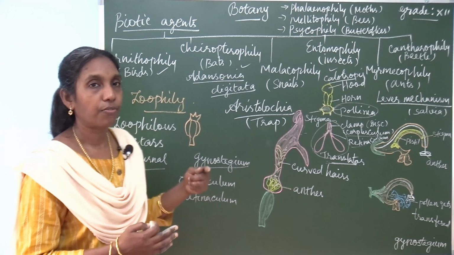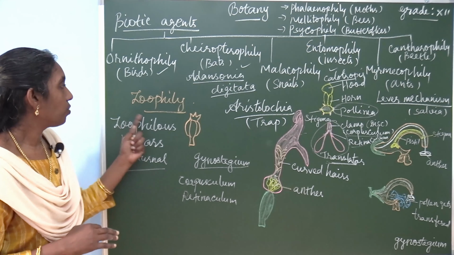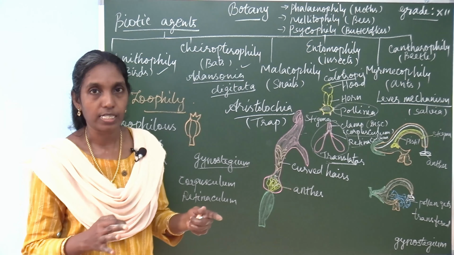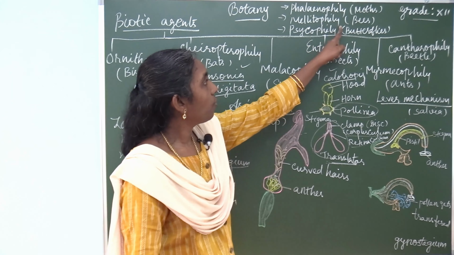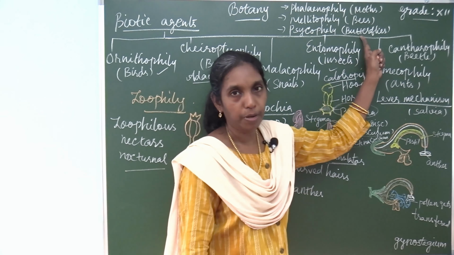Once again, let us recall the classification based on the biotic agents. The topic is zoophily: pollination taking place by the agencies of animals is called zoophily, and the flowers are said to be zoophilous. Based on the different types of animals involved in pollination, there are different classifications, namely Ornithophily, Chiropterophily, Malacophily, Entomophily, Myrmecophily, which is by ants, Cantharophily by beetles, Phalaenophily by moths, Melittophily by bees, Psychophily by butterflies. And 3 different mechanisms: lever mechanism, translator mechanism and trap mechanism.